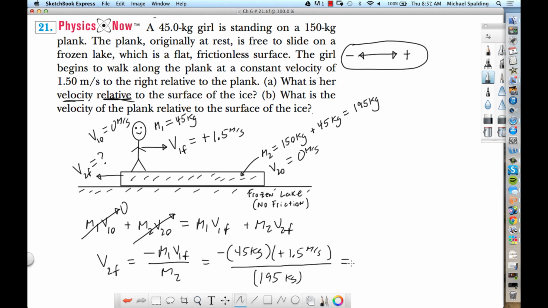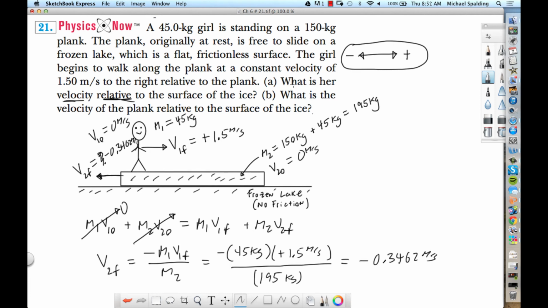Okay, so this comes out as negative 0.3462. Why does it make sense that this comes out negative? Because which way does the plank go? To the left. So that's negative 0.3462. We now have the velocity of the plank after she starts to walk.